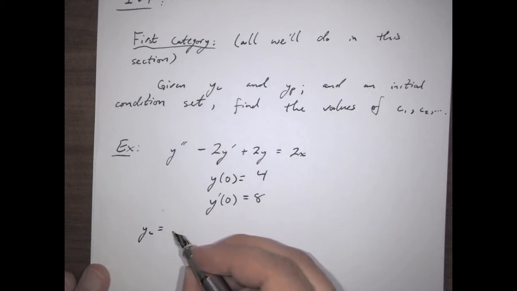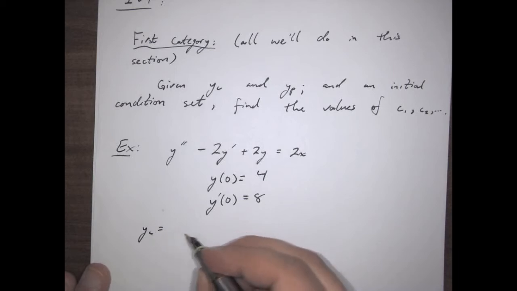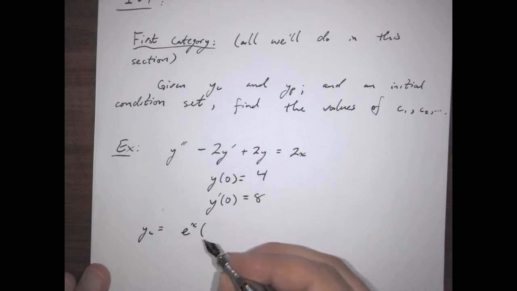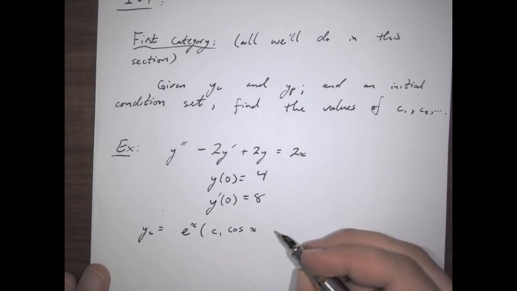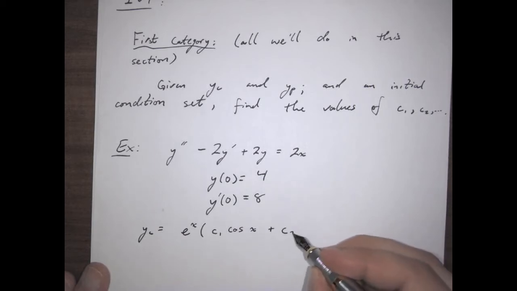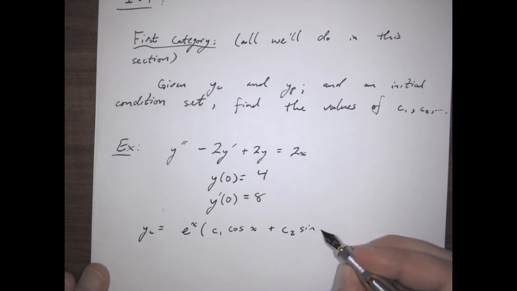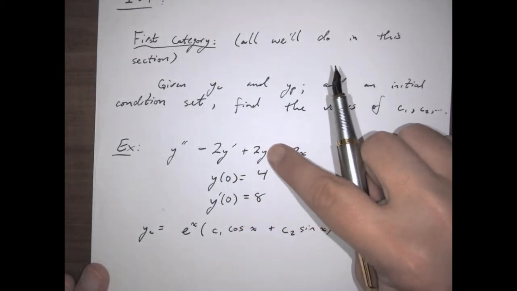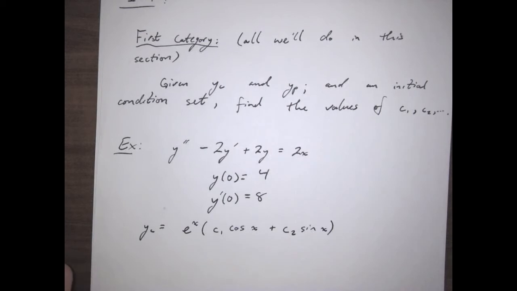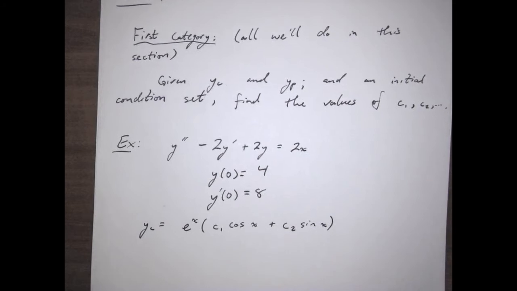And then it'll be up to us to specify the missing pieces here. So the complementary solution is going to be e to the x times c1 cosine x plus c2 sine x, and this is because what we would end up with here is a characteristic equation with complex solutions. So that's what leads to a cosine and sine based solution.